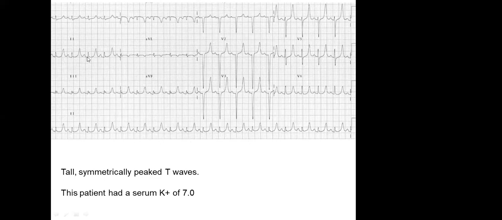So the PR interval is more. We have a tall T, which is tented more than the QRS complex. They are symmetrically peaked. We can see the symmetry. The patient had a serum potassium of 7.0.